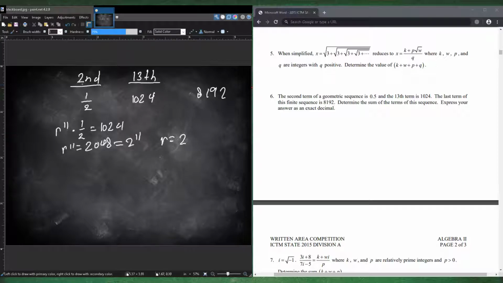So now we have to get our first term. Since we multiply by 2 going forward, going backwards we need to divide by 2. So this is going to be 1/4. And we need to find the number of terms. So think about from 1024 to 8192. What do we need to multiply? 8. 8 is just 2 to the power 3. So just add 3 more terms to the 13th, so that's your 16th.